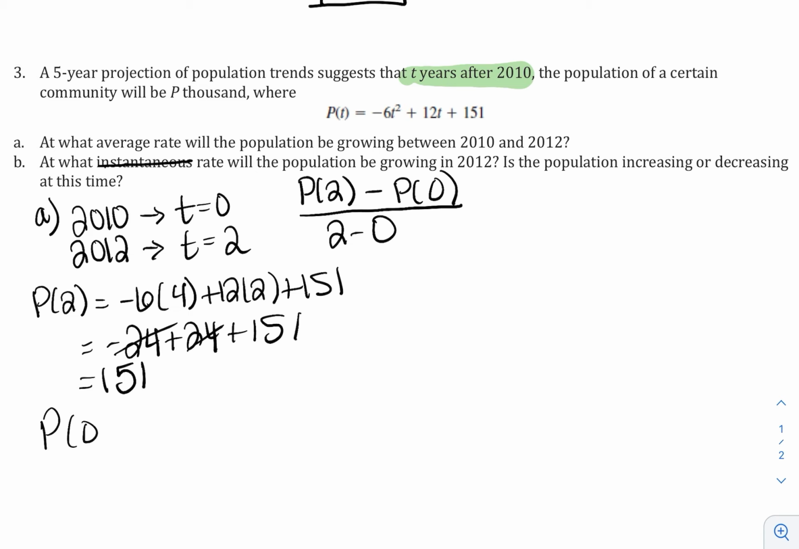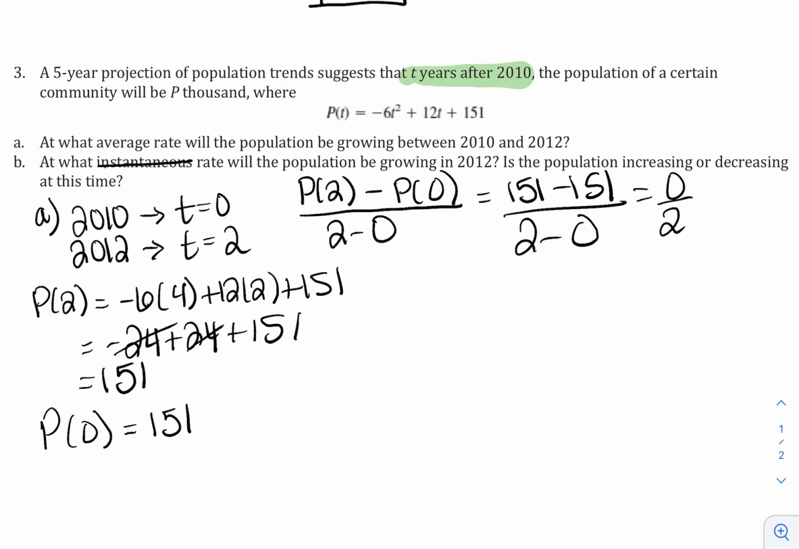And then P of 0 is going to be, all the t's go to 0, so I'm left with 151. So when I put that in, it's going to be 151 minus 151 over 2 minus 0. But this is 0 over 2, and anytime you have 0 in the numerator but not 0 in the denominator, it's 0. Now, remember what this means. The average rate of change does not mean that the population didn't grow at all. It just meant that on average, it was 0.